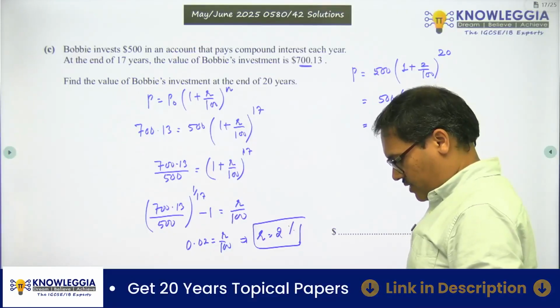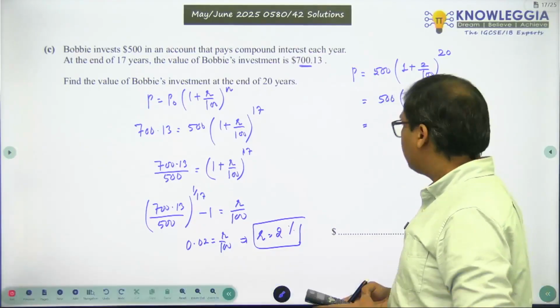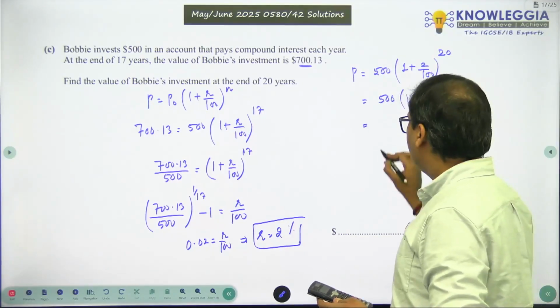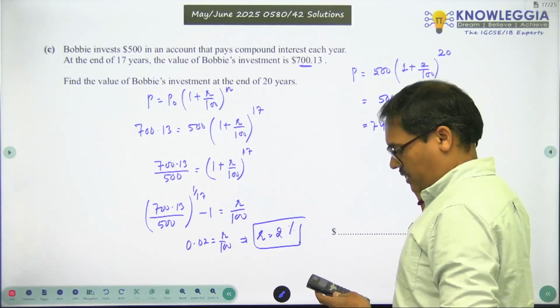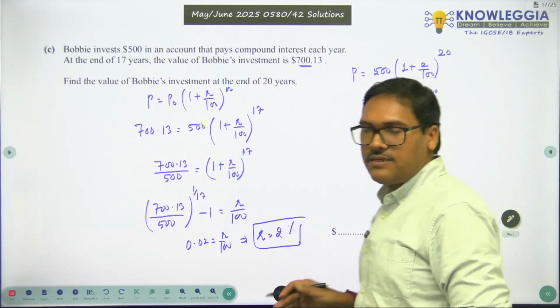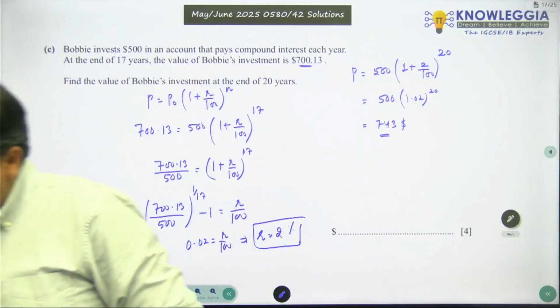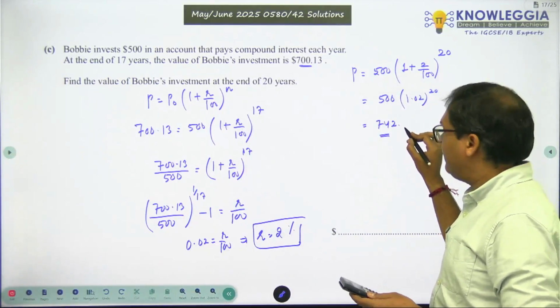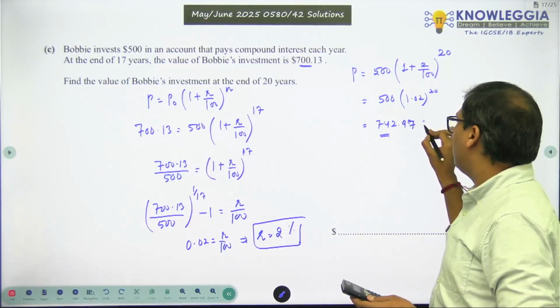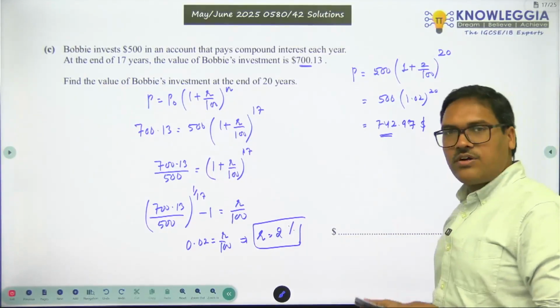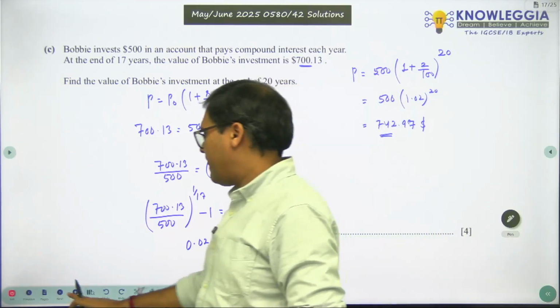This is 1.02 raised to 20 multiplied with 500, which is 742.9, basically $743. So that is the answer, $743, or 742 point, you can say 97 or $97. Okay, no need to round up because they are not asking you to round up the value. So 742.97 is the correct answer for this question.